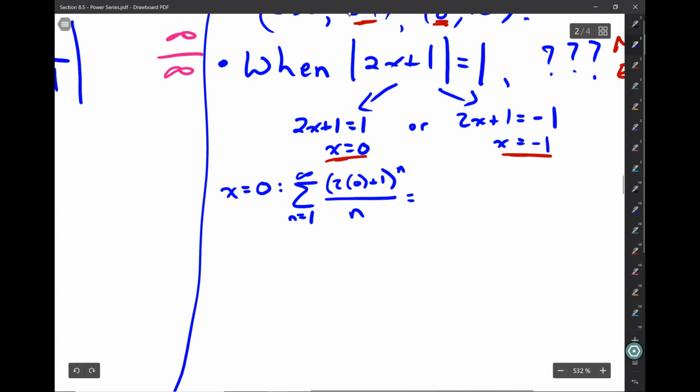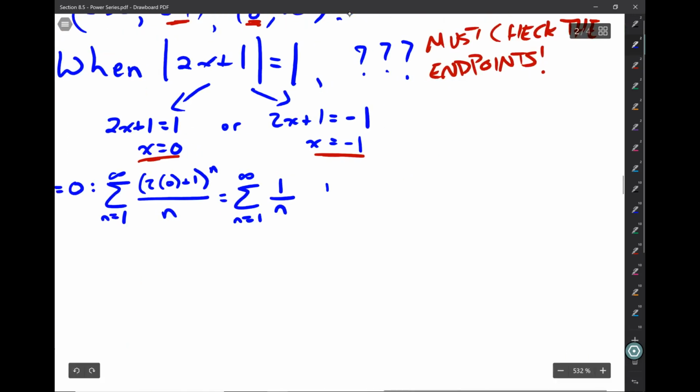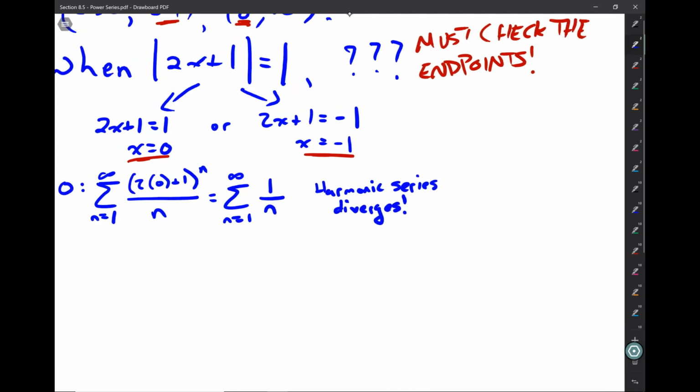Well, that means that we get a sum as n goes from 1 to infinity of 1 to the power of n, which is just 1, over n. And we should have a series that's pretty familiar. This is the harmonic series. And the harmonic series is a notorious series that diverges, which means that our series diverges when x equals 0.